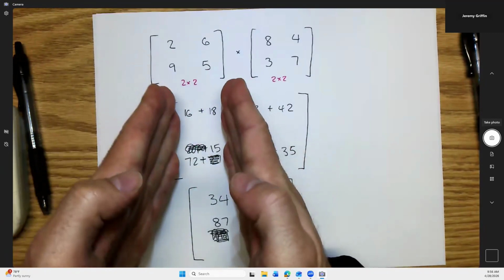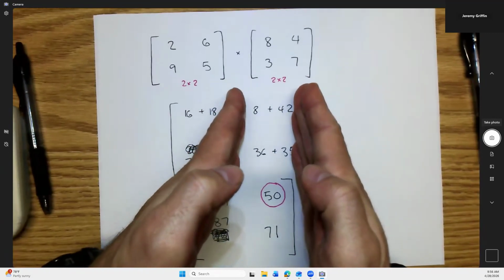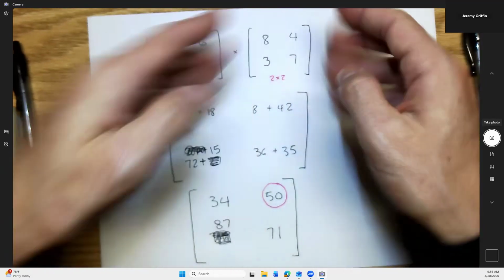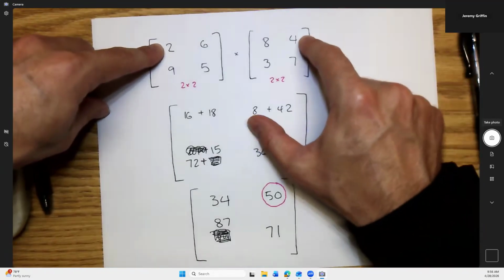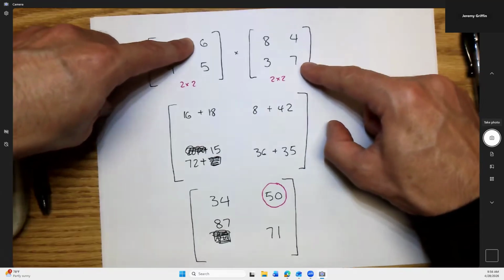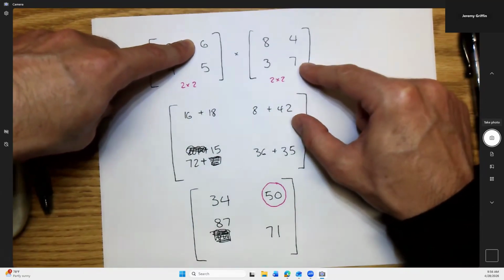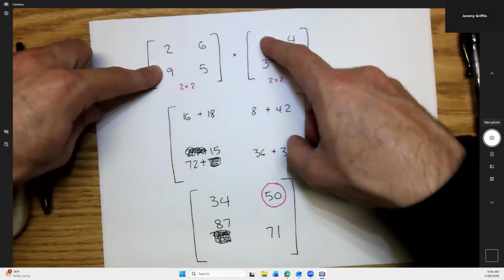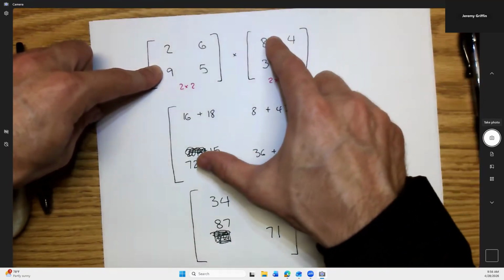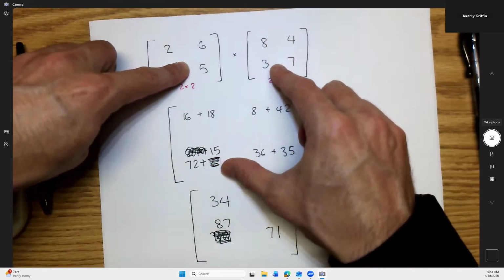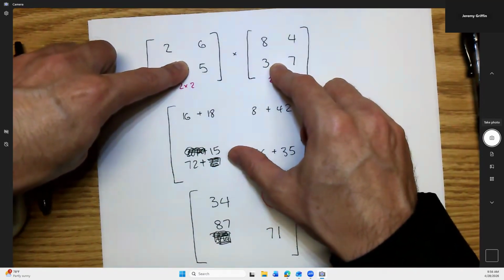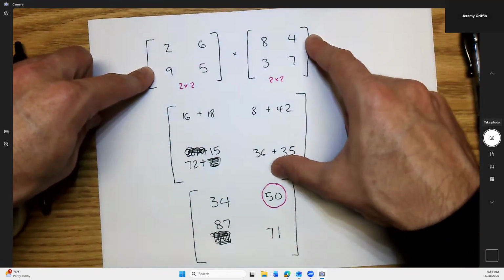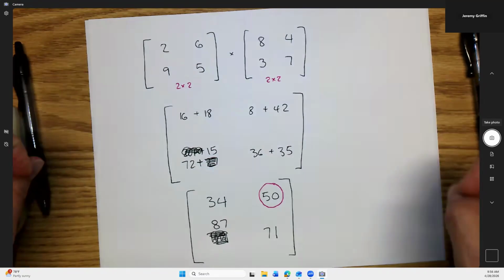Now, if you want to find first row, second column, then you switch to the second column. So now you're doing 2 times 4. That's where that 8 comes from. And then 6 times 7 is that 42. And then when you jump down to the second row and back to the first column, second row, first column, I got 9 times 8 is 72, and 5 times 3 is 15. And then second row, second column, I need 9 times 4 is 36, 5 times 7 is 35.